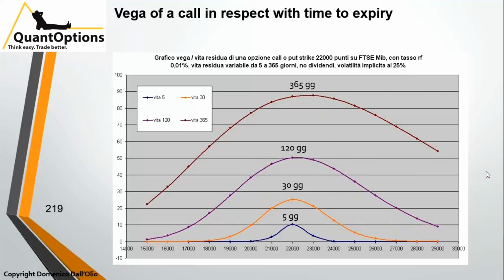Vega of a call with respect to time to expiration. Chart of Vega versus residual life of a call or put option, strike 22,000 on the FTSE index, interest rate 0.01%, residual life ranging between 5 and 365 days, no dividends, implied volatility 25%. This is what happens with an annual maturity, this is what happens with a quarter maturity, this is what happens with a monthly maturity, this is what happens with a weekly maturity: 5, 30, 120, 365 days. The longer the life of the option, the higher the reactivity of all the options to changes in implied volatility.